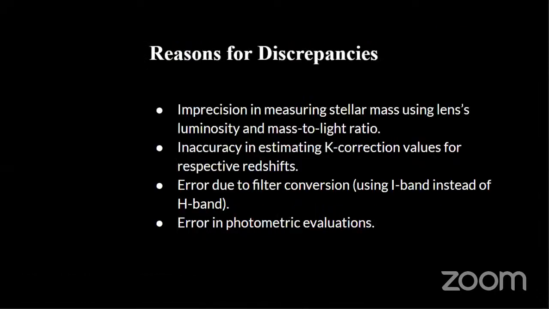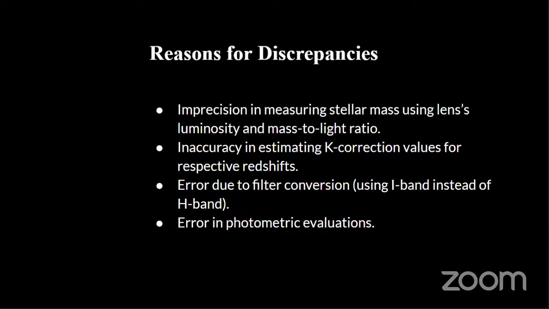Now, there are possible reasons because of which errors arise, and these are the possible errors: imprecision in measuring stellar mass using the lens's luminosity and mass to light ratio, inaccuracy in estimating K correction values for respective redshifts, error due to filter conversion using I-band instead of H-band, and error in photometric evaluations.